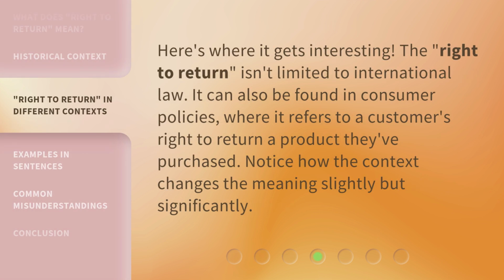Here's where it gets interesting. The right to return isn't limited to international law. It can also be found in consumer policies, where it refers to a customer's right to return a product they've purchased. Notice how the context changes the meaning slightly but significantly.